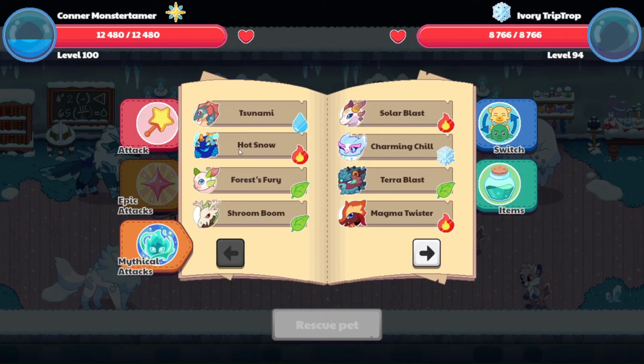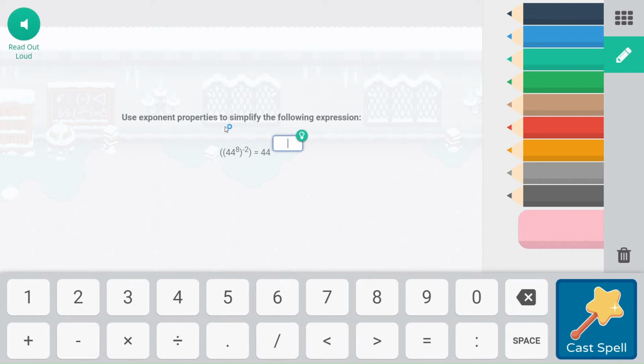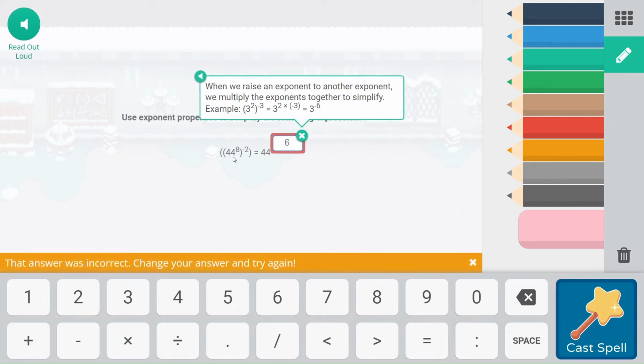Okay, let's go ahead and start out with some hot snow here. Use exponent properties to simplify the following expression. Okay, so this would be multiplication, which would be a subtraction sentence. So this should be 44 to the power of 6. Oh, so this is, we multiply them. Okay. And so it's to the power of negative 16.